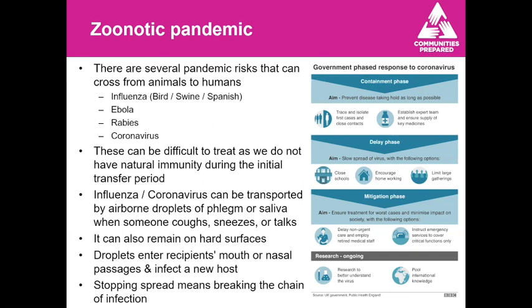Influenza and coronavirus can be transported by airborne droplets of phlegm or saliva when someone coughs, sneezes, or talks. It can also remain on hard surfaces for a substantial amount of time. Droplets enter a recipient's mouth or nasal passages and infect a new host, and that's how it's transmitted. So stopping spread means breaking the chain of infection, which is precisely why we're all on the web tonight and not meeting in St Margaret's Hall.